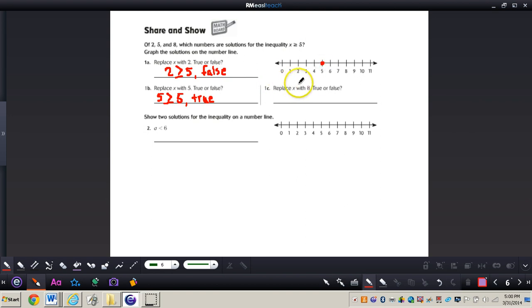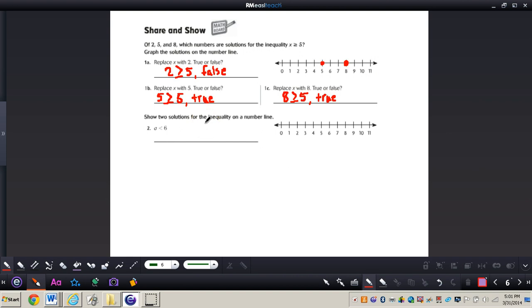Now replace x with 8. Is that true or false? In other words, 8. Is it greater than or equal to 5? And we do know that 8 is greater than 5. Okay, so that would be true. We can just have a circle here, then fill in that circle there for graphing it.